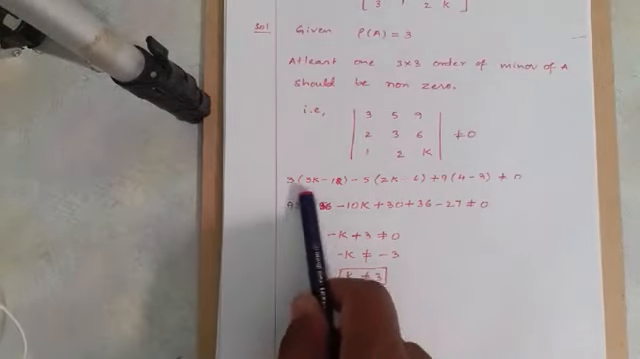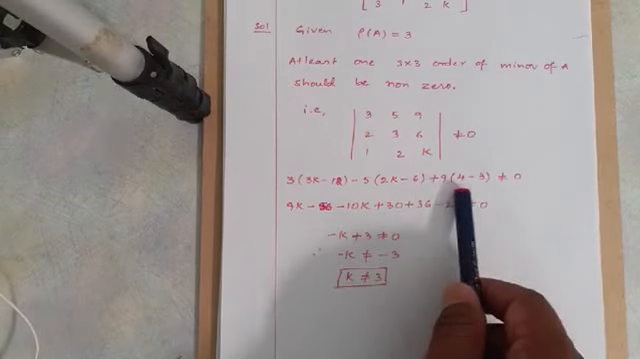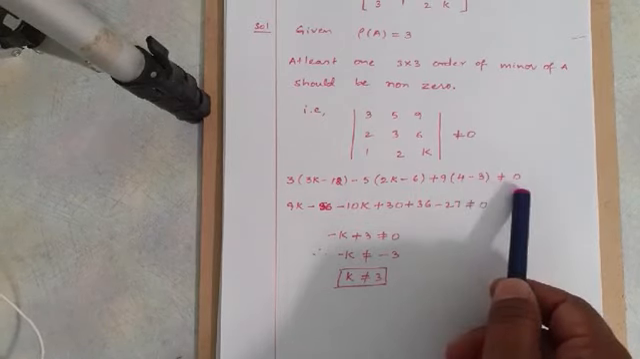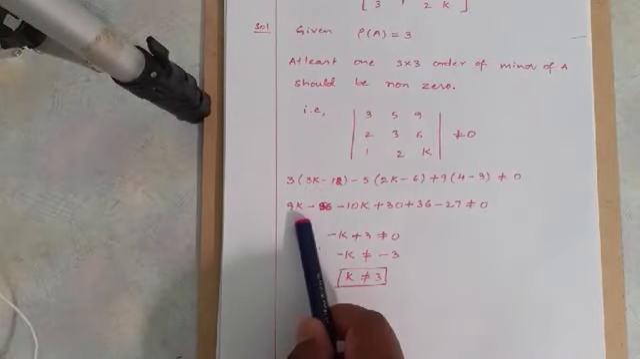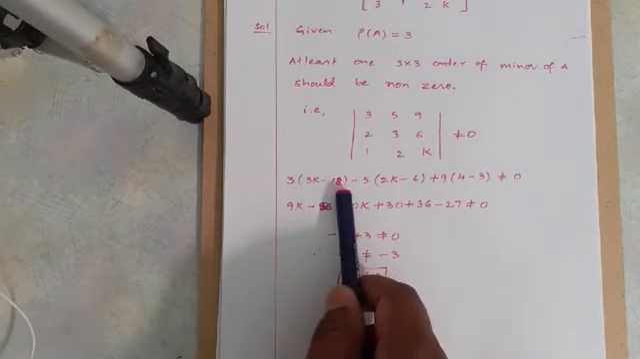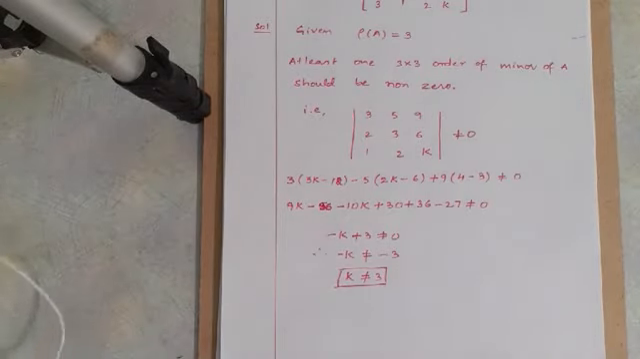This is 3 into 3k minus 12, minus 5 into 2k minus 6, plus 9 into 4 minus 3, not equal to 0. Then multiply 3 into 3k, that is 9k, and 3 into 12 is 36, and so on. Okay, so now let us go for the next problem.